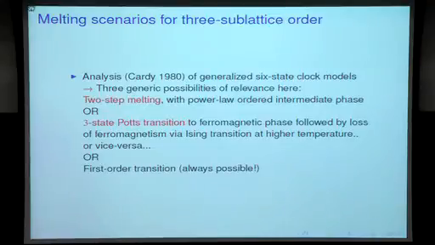And he realized that there's 3 generic possibilities for the melting, which are of relevance to us. One is this 2-step melting, which I talked to you about. The other is this 3-state Potts transition. But now let me give you a little more detail. The way this 3-state Potts works is, roughly speaking, there's an initial transition.